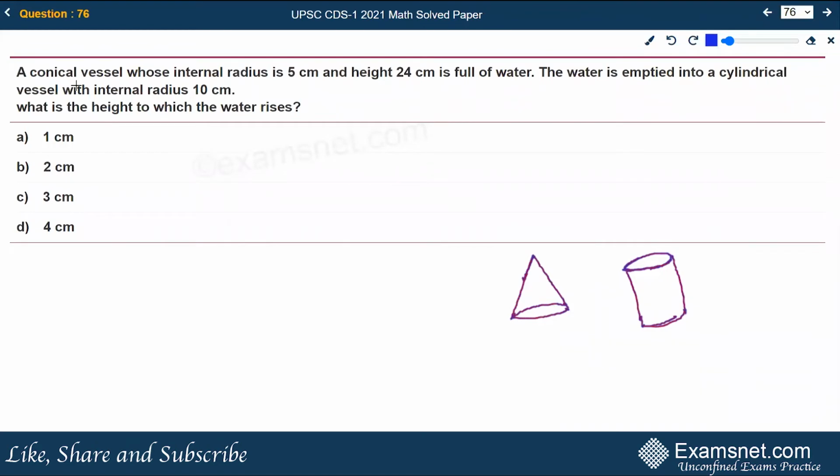In question number 76, we are given a conical vessel whose internal radius is 5 centimeter and height 24 centimeter, which is full of water. The water is emptied into a cylindrical vessel with internal radius 10 centimeter. What is the height to which the water rises?